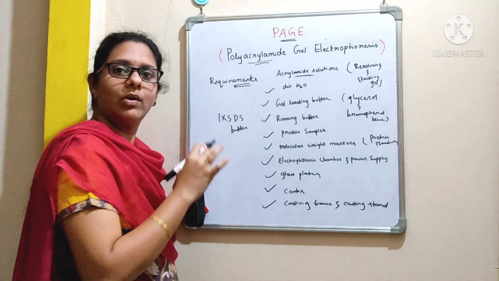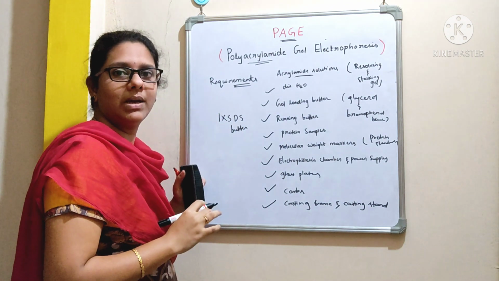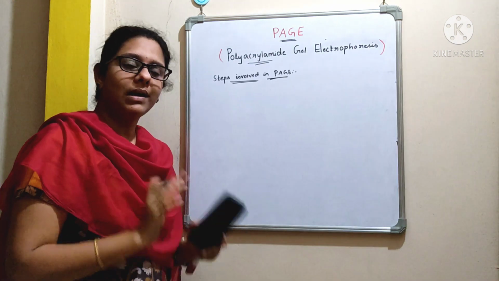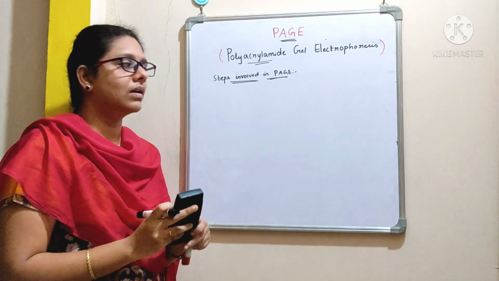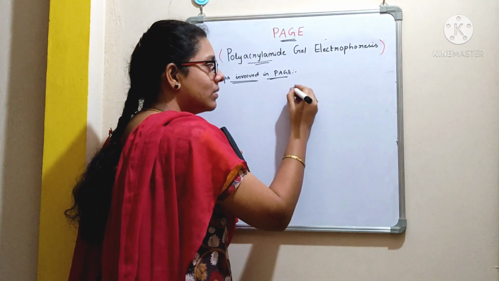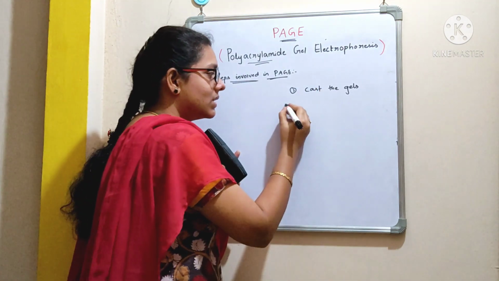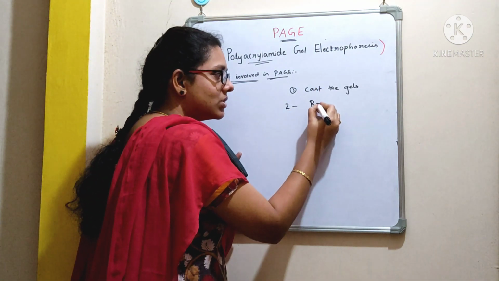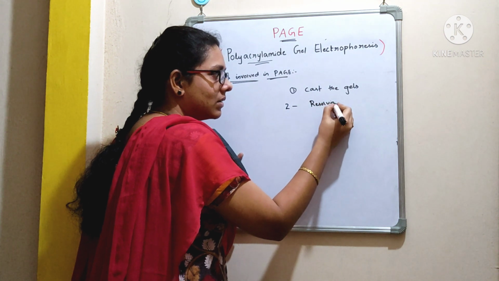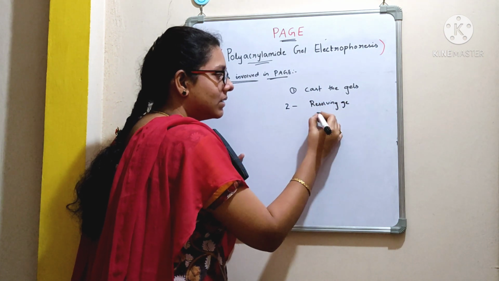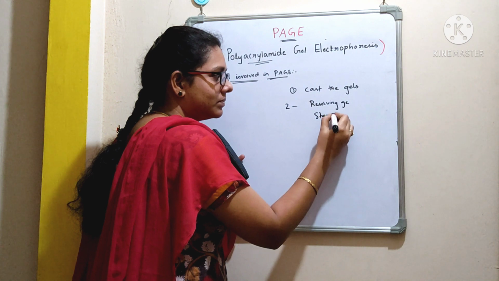Now let's discuss the steps involved in polyacrylamide gel electrophoresis. Coming to the actual procedure, first thing is you need to cast the gels, right? Here you need two gels. One is the resolving gel and the other one is the stacking gel.